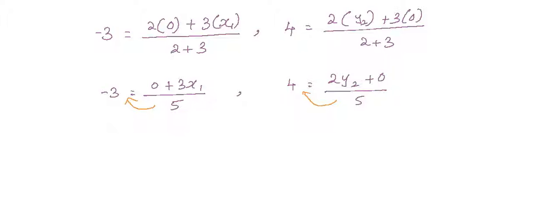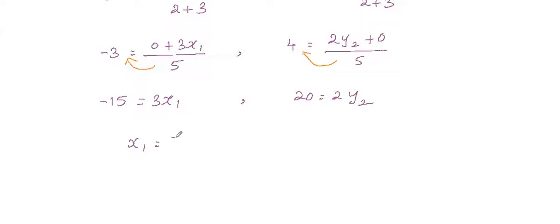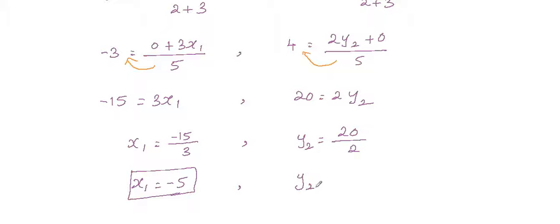divided by 5. So if you move the 5 to the other side, we'll get -15 equals 3x1 and 20 equals 2y2. So x1 is equal to -15 by 3, which is -5, and y2 is 20 by 2, which is 10. So x1 equals -5 and y2 equals 10.